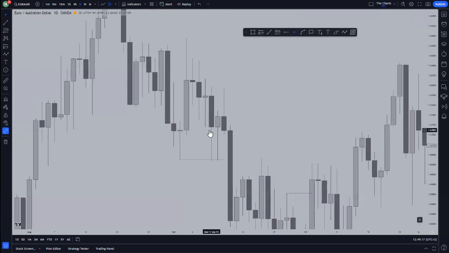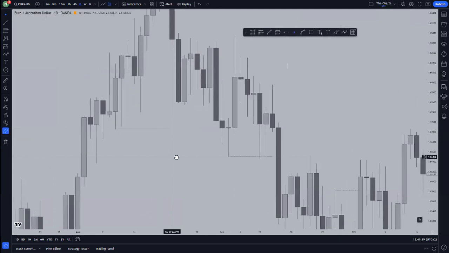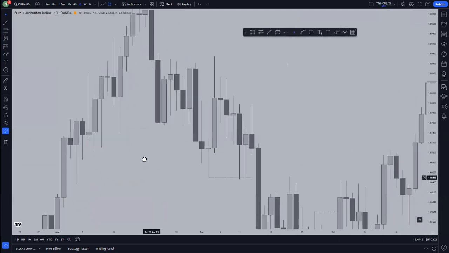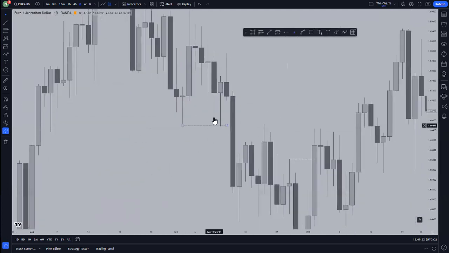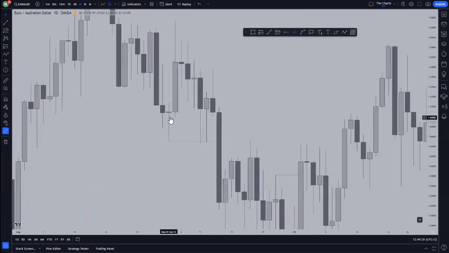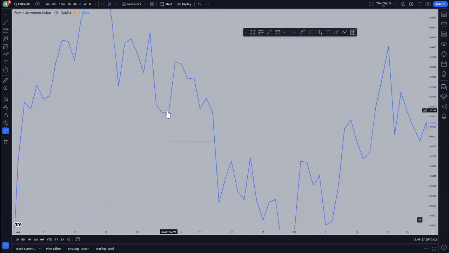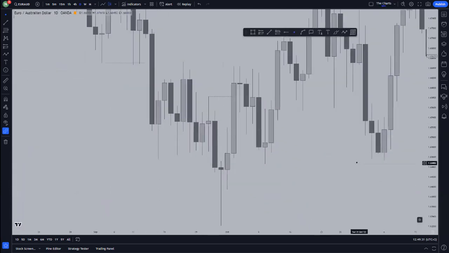Let me show you the one that you should never consider. We can see that on this one, the market swept that low. But even though the market did not close below this one, this is a good break of structure.